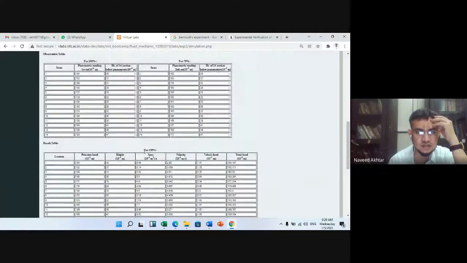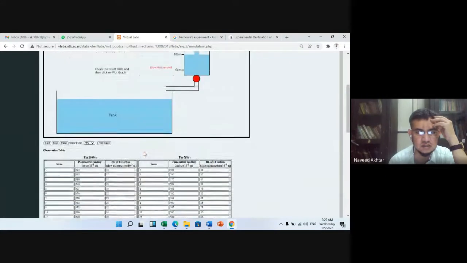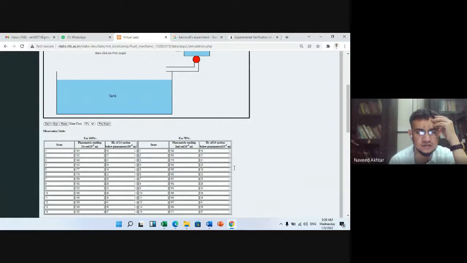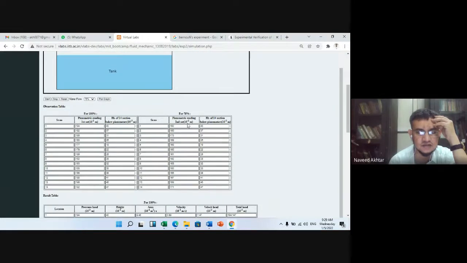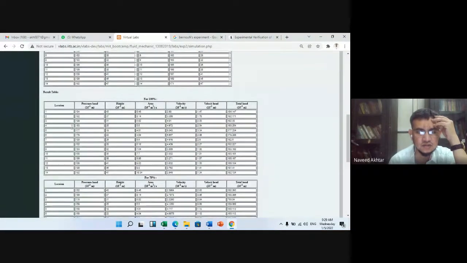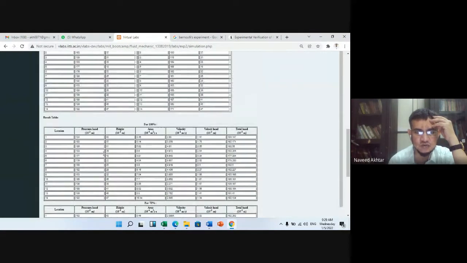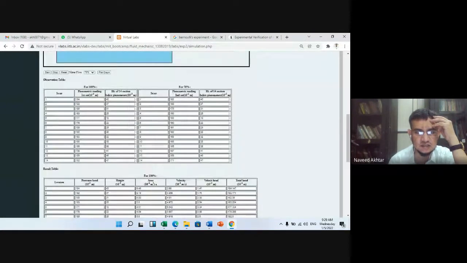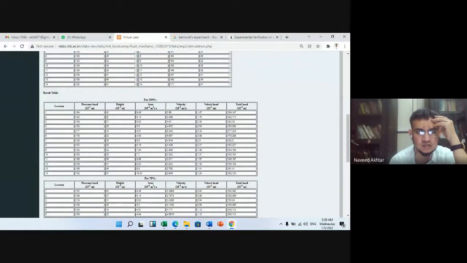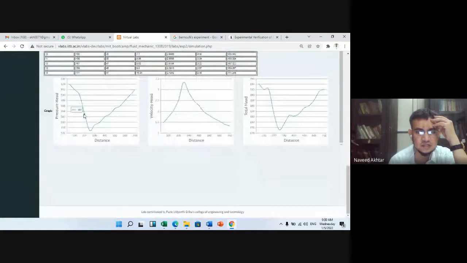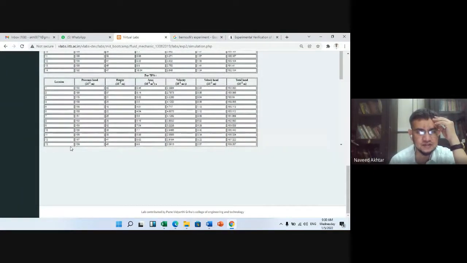These readings we have got, and then you can see here. After that, for the 125% flow, you can prepare the result table based on the discharge and area, and then you have to plot the graph. So if you click on plot, the graph will be plotted. You can see here the pressure head and distance. Okay. So pressure head goes like this.